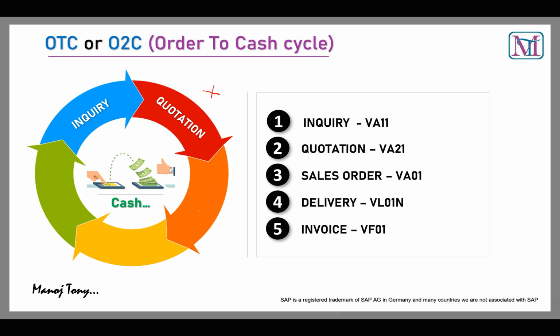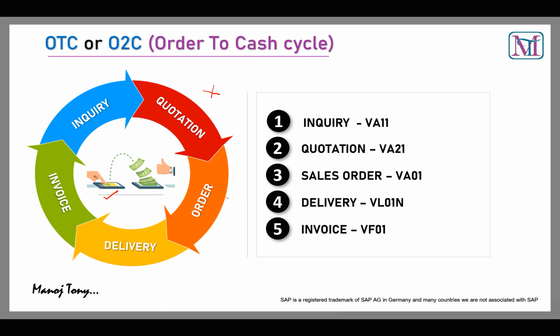Actual sales process will start from sales order. So sales order will be created with reference to quotation. Then end user will create delivery with reference to sales order. After delivery, invoice will be created with reference to delivery, and company will dispatch the goods and services to the customer along with invoice copy. When customer receives the goods, customer will make the payment. So cash will be collected from the customer.